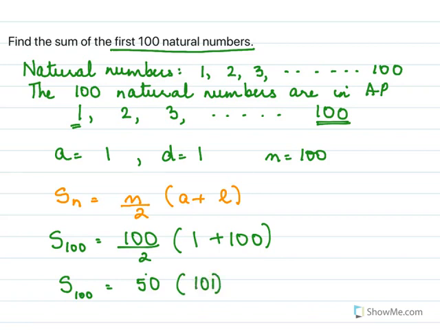So when you multiply, it is 5050. This will be the sum of the first 100 terms, meaning 1 plus 2 plus 3, you go on, plus 99 plus 100, if you add all up you get 5050.